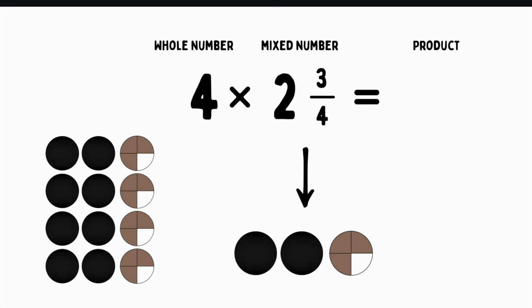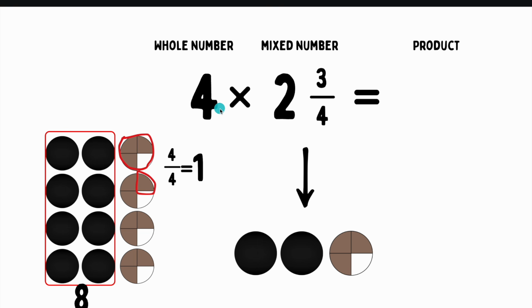Let's add up the wholes. We have 2, 4, 6, 8. We have 8 wholes. Let's see if we can make another whole. We have 3/4. Let's combine it with one of these fourths to make one whole. 4/4 makes 1. We have 8, 9.